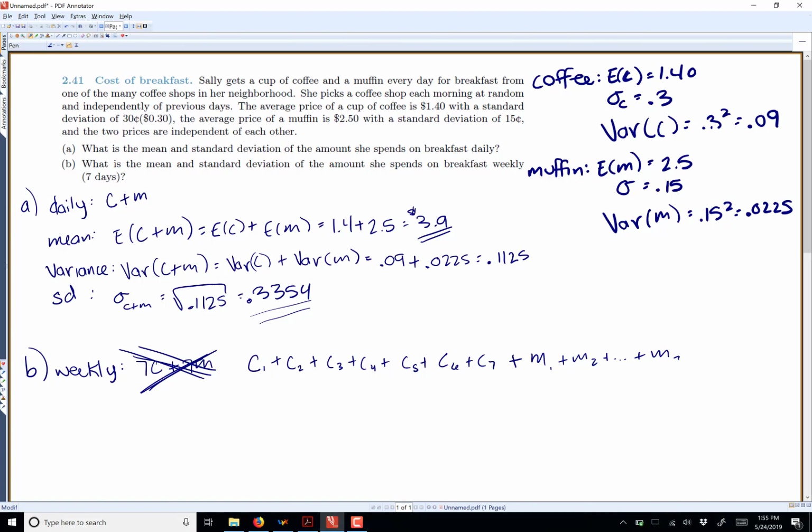But because you're just doing addition, all of these rules will be exactly the same. So to find the mean, you'll just add up the mean for each one of these. And to find the variance, you'll add up the variance for each one of these. So go ahead and try that for part B, and you should be able to go check your answer. I'll update it on Canvas as well.